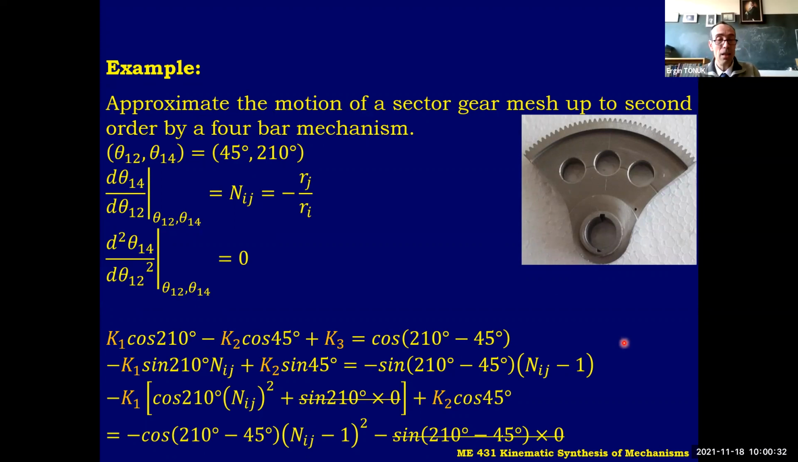So this was another use of Freudenstein's equation. I'm going to show one final use of it if you have no question. Any questions?